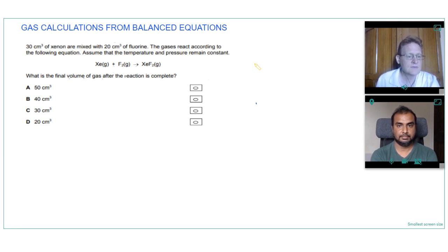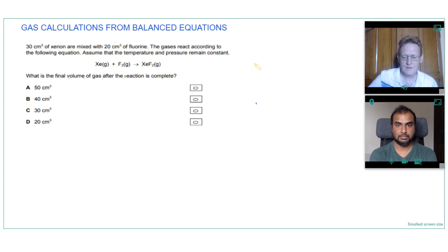So as an example, 30 centimeters cubed of xenon are mixed with 20 centimeters cubed of fluorine. The gases react according to the following equation and assume the temperature and pressure remain constant. And it's asking us what is the final volume of gas after the reaction is complete. So they're all gases. So it's asking us for the final volume of all the gases after the reaction is complete.